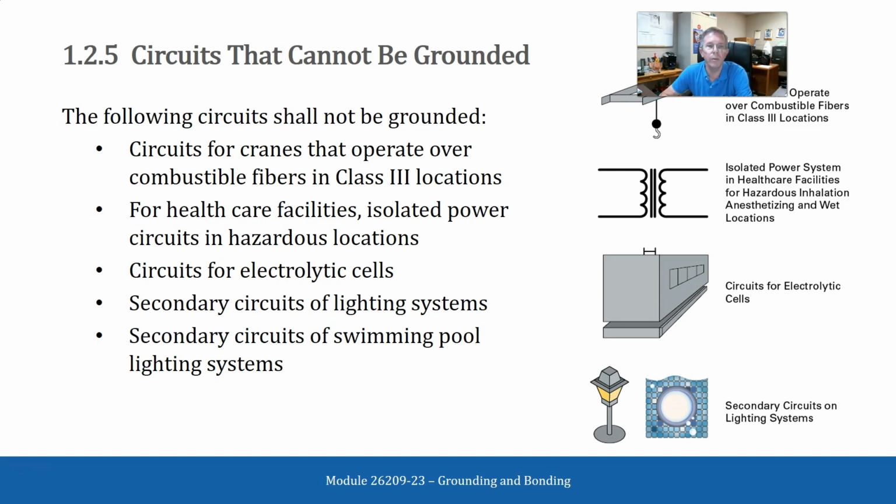Circuits that cannot be grounded. The following circuits shall not be grounded. Circuits for cranes that operate over combustible fibers in Class 3 locations. For healthcare facilities, isolated power circuits in hazardous locations. Circuits for electrolytic cells. Secondary circuits of lighting systems. Secondary circuits of swimming pool lighting systems.